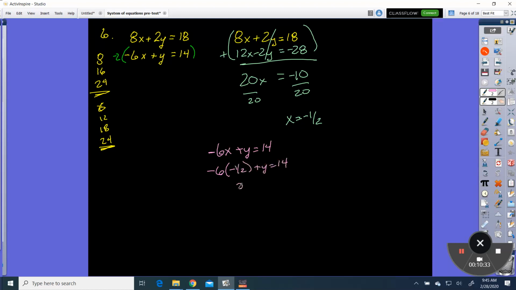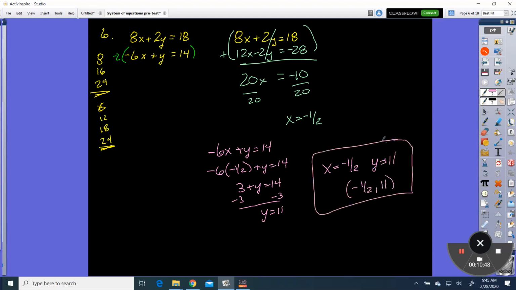Half of 6 is 3, and a negative times a negative makes a positive. So now to get rid of the 3, I minus 3 from each side, so y equals 11. So x equals negative 1/2, y equals 11, or we could put it as an ordered pair. Circle your answer, make a box around it, whatever.